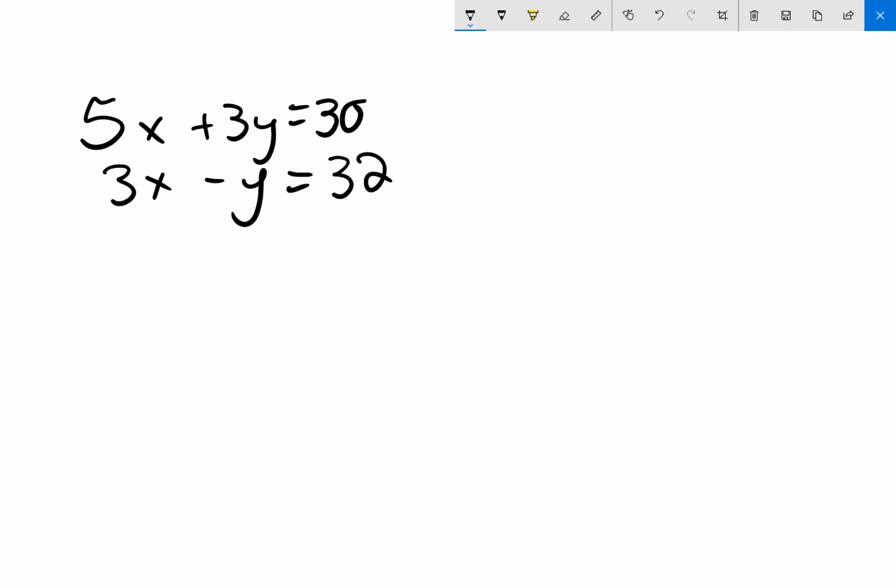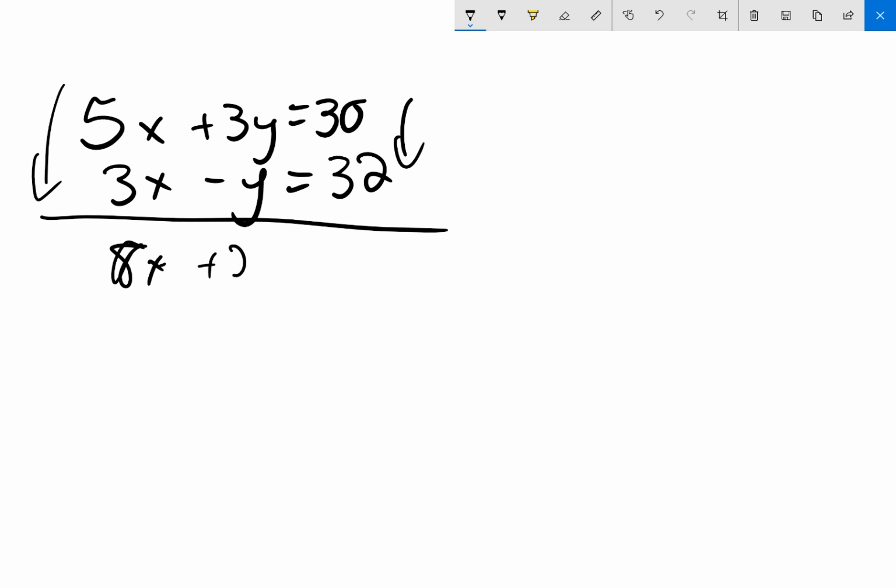Now, what I need to do is ensure that either the x terms or y terms cancel out if I were to essentially just add the equations together, right? If I just add these across, currently 5x plus 3x would be 8x. 3y minus y would be 2y. And 30 and 32 would equal 62. But that's not going to work. That's useless to me because I didn't eliminate x or y. Right? 8x, 2y. I need one of those variables to cancel themselves out.